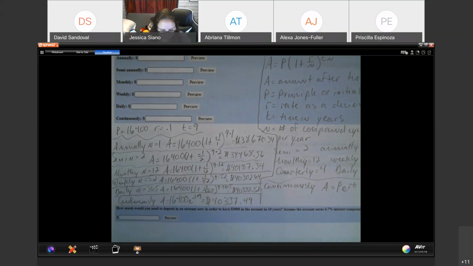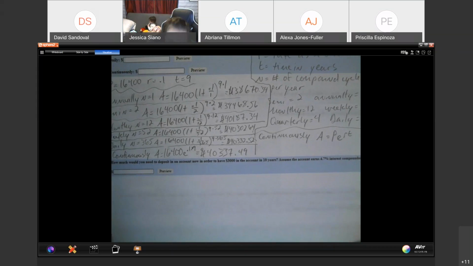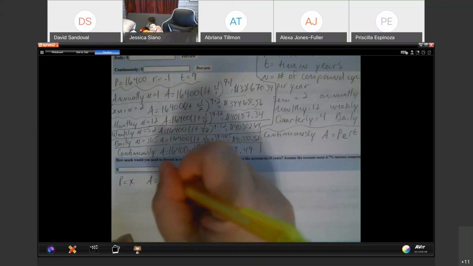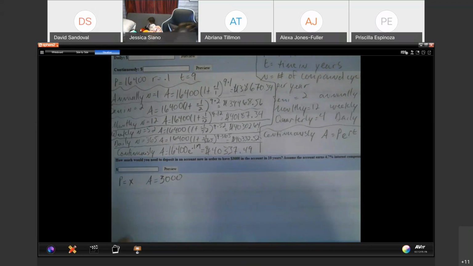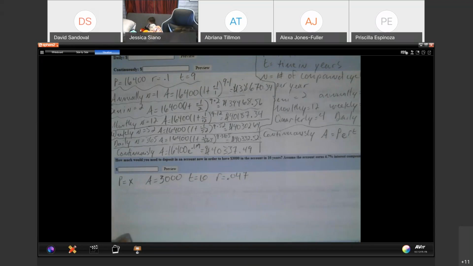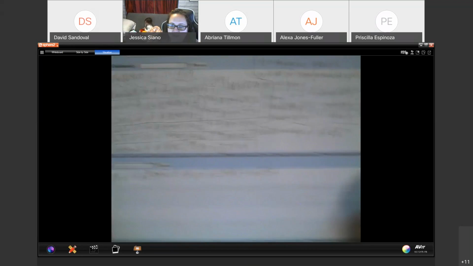Okay, that was a long one, but worth going over. How much would you need to deposit into an account now? So I'm looking for my principal, in order to have $3,000, that would be my amount after time, in the account after 10 years, assuming it earns 4.7% interest compounded weekly. It says that over there, weekly.